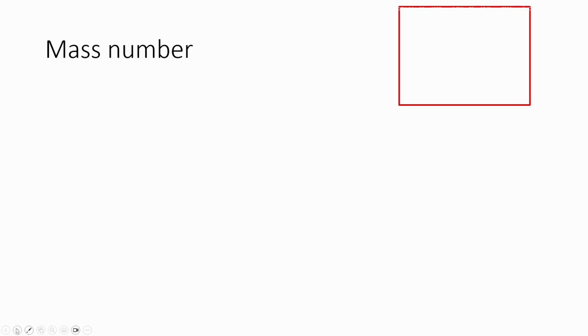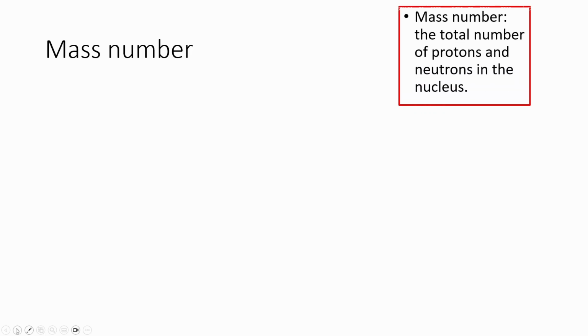Now moving on to mass number. Here we're bordering on the periodic table and how to read the periodic table. But a mass number tells us the total number of protons and neutrons inside of a nucleus.